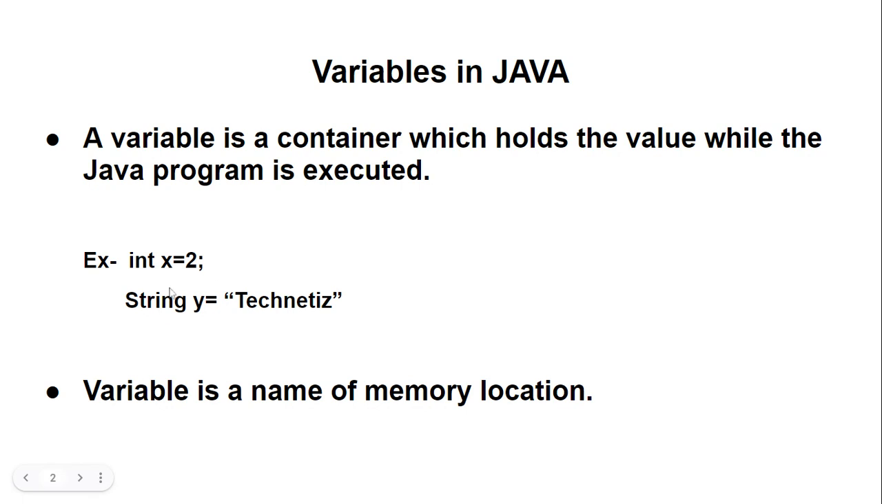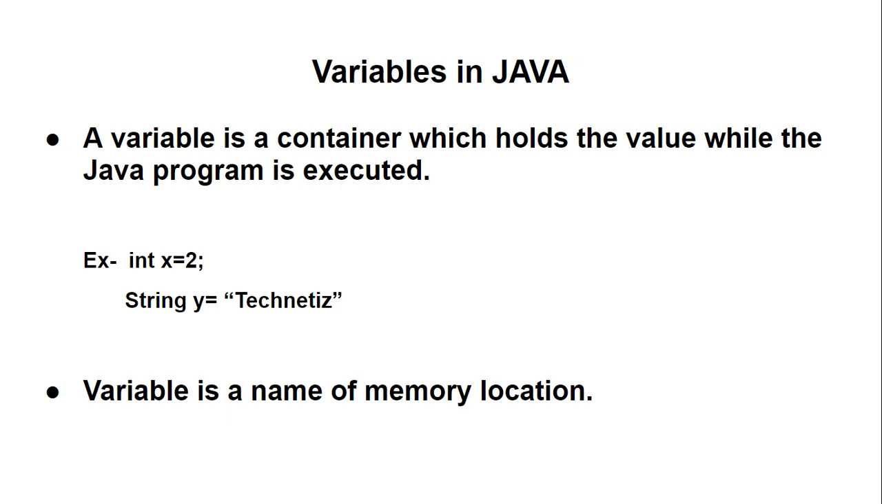In the same manner, second example: String y is equal to TechNetty. String is the data type, y is a variable, and TechNetty is the value. Suppose we write anything in a Java program, it holds some location in memory. So a variable is nothing but the name of a memory location. We will see this whole thing in more depth in upcoming videos.